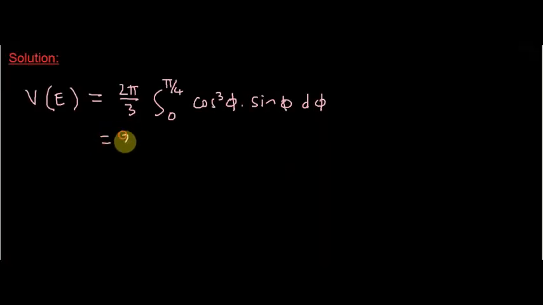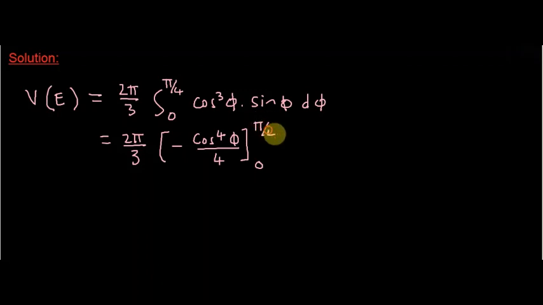So we have 2 pi by 3, and we can use a substitution for this integral. We can let u equal cos phi, and then when we integrate that, we'll get negative cos to the 4 phi divided by 4, and this is evaluated from 0 to pi by 4. And our final answer comes to pi by 8.